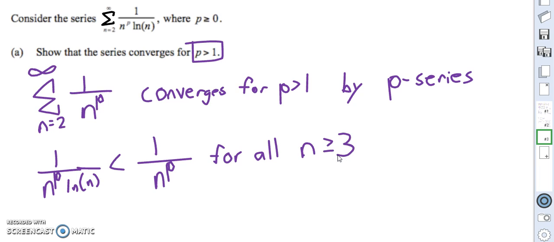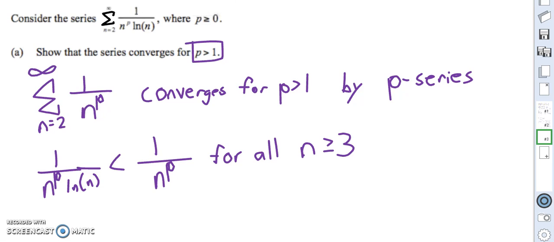Why am I writing that? I'm writing that because if n is 2, ln of 2 is going to be a fraction, because natural log of 2 means log base e of 2, and e is a little bit bigger than 2. Ln of 2 is going to end up a fraction. If I divide by a fraction, it's actually going to end up bigger on this side, because if I divide by a fraction, it never gets smaller.